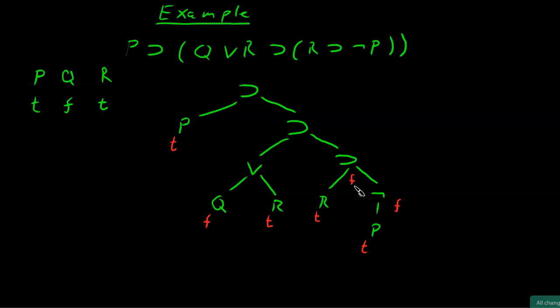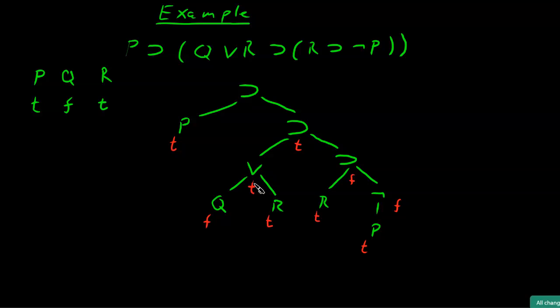But then since this implies is false, that makes this implies true by default, because the consequent of the implies is false. But if we were to compute the truth value of the OR anyway, we see that the Q is false, but the R is true, so the value of this OR is true.